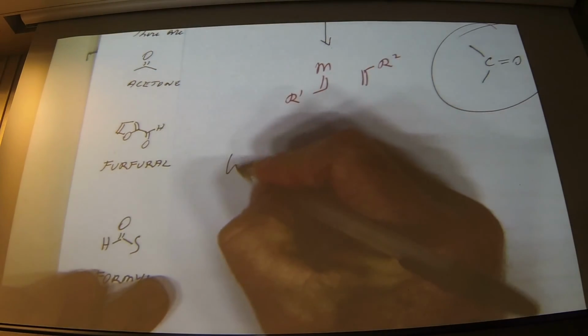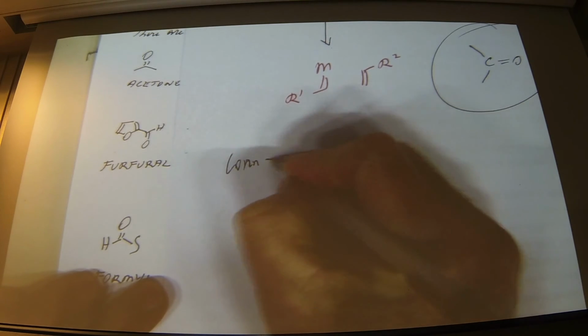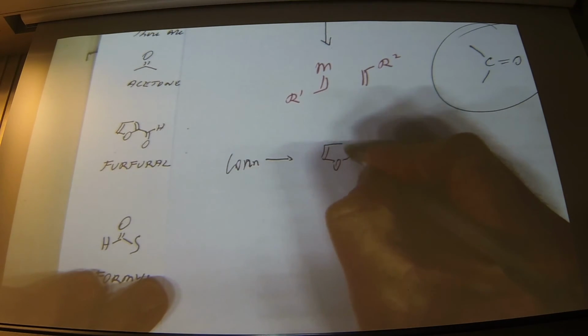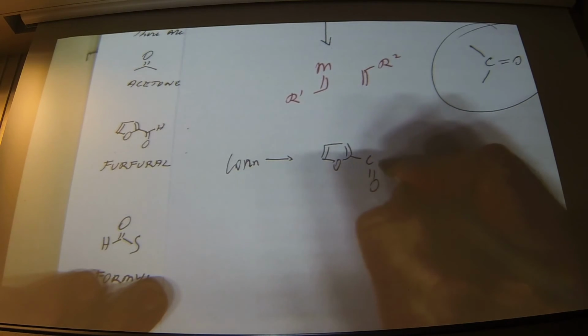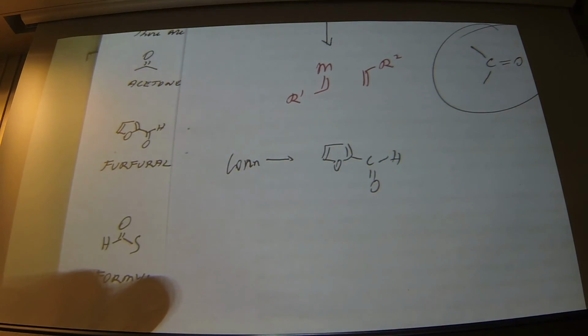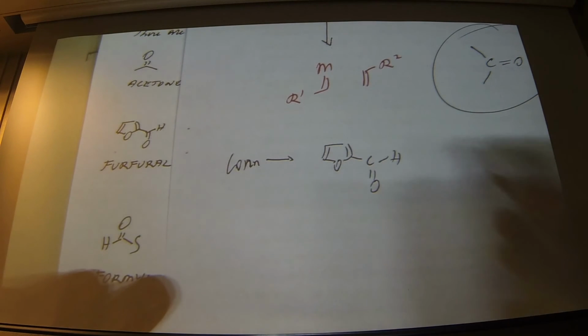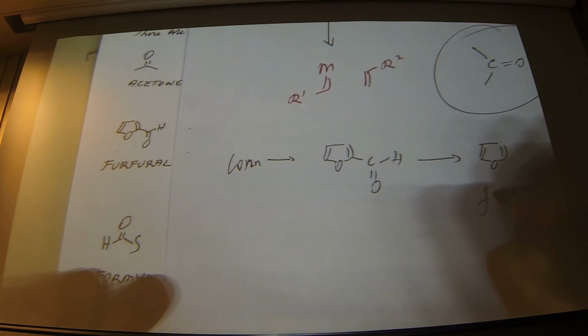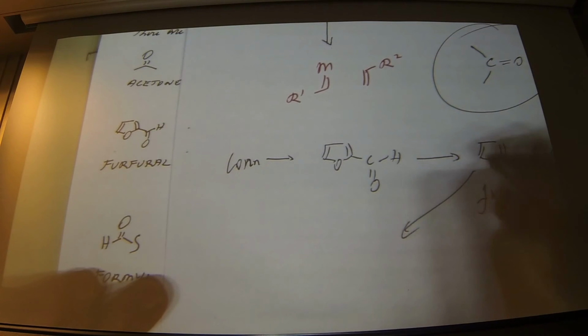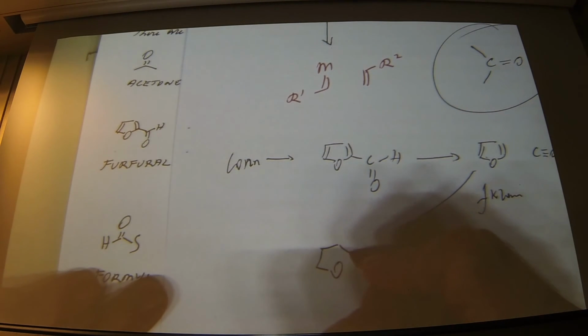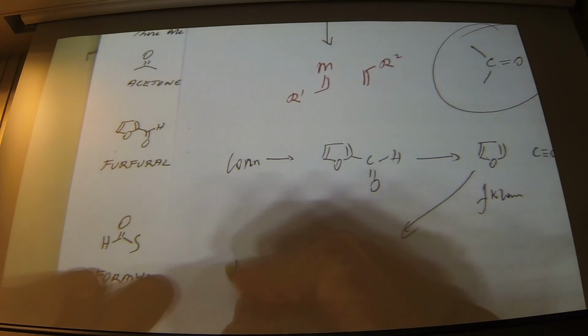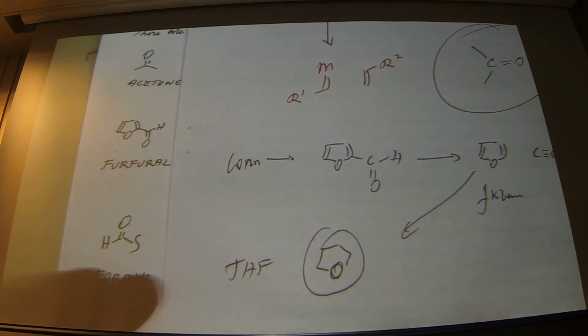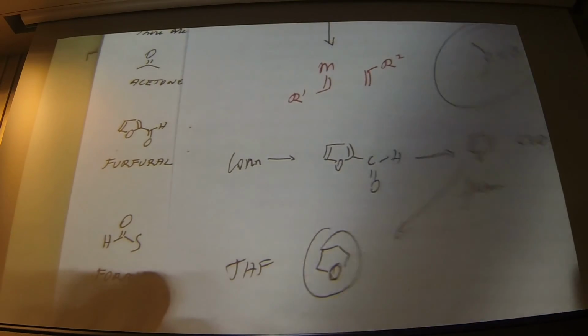So the commercial process goes from corn to furfural. This is an unusual organic compound that is actually an agricultural product. And then from here it goes to furan. We've seen furan before, and carbon monoxide. And then you can hydrogenate this, and that gives you THF. Remember, THF was what we used for Grignard reactions and other things? Well, that's how they get THF, from corn cobs.